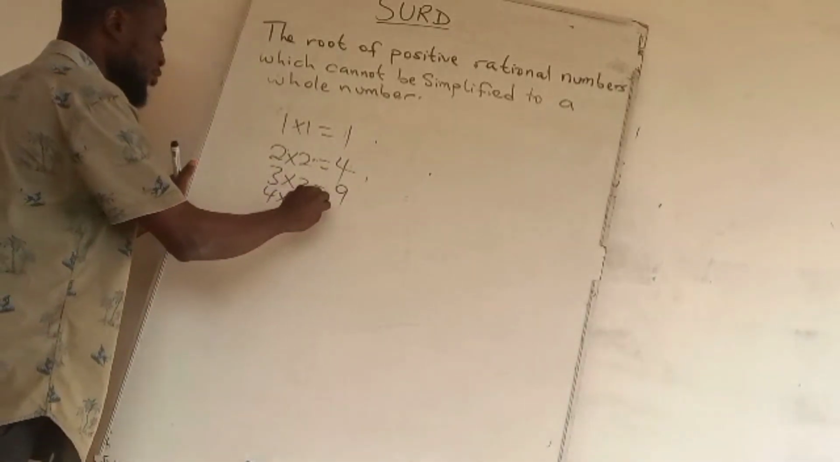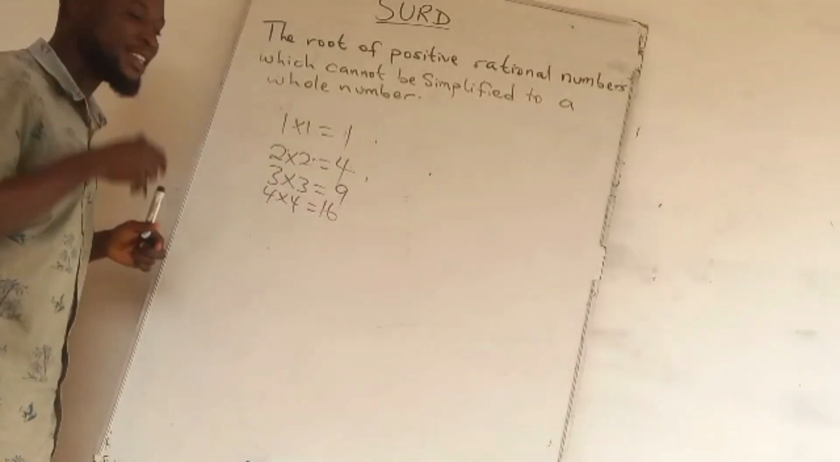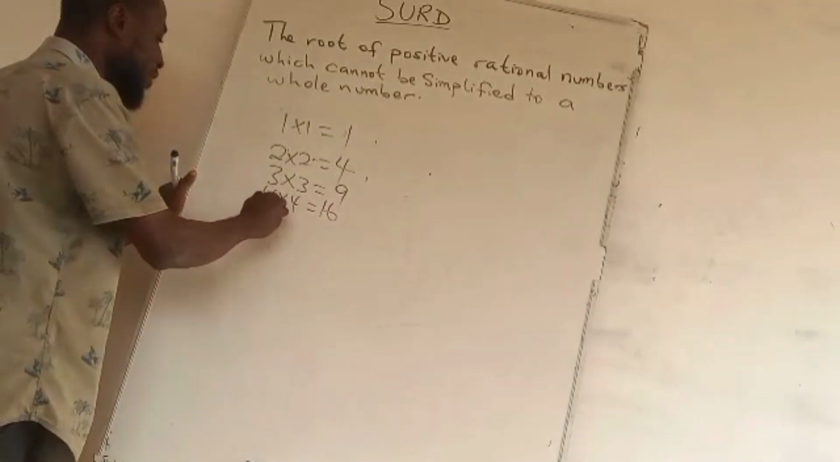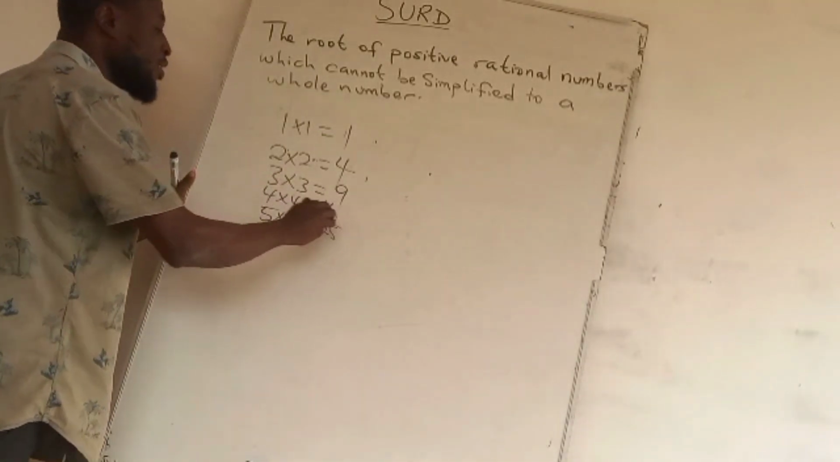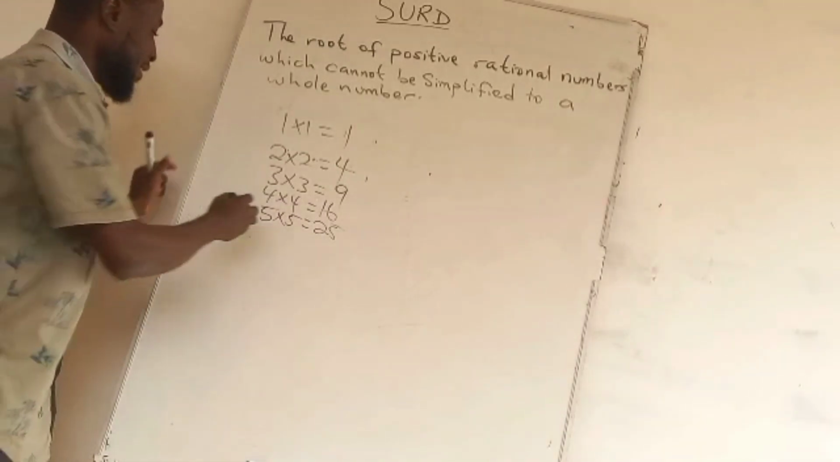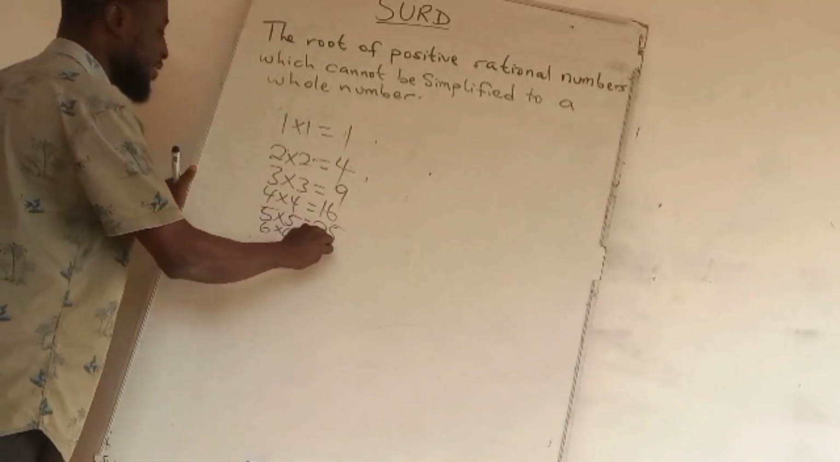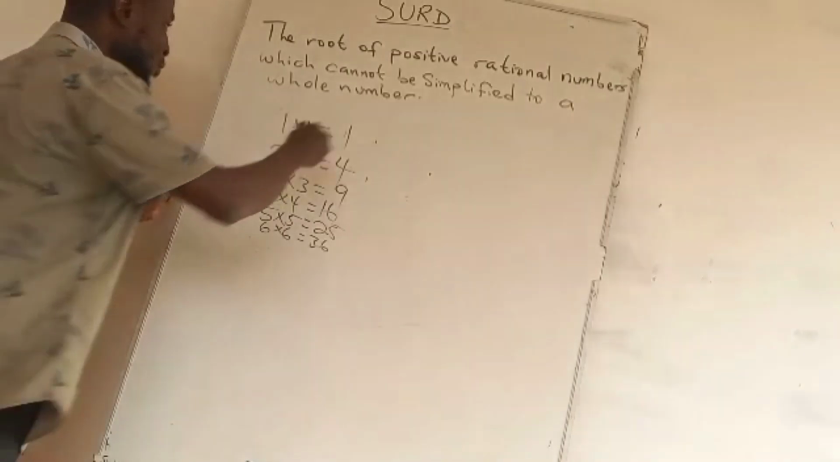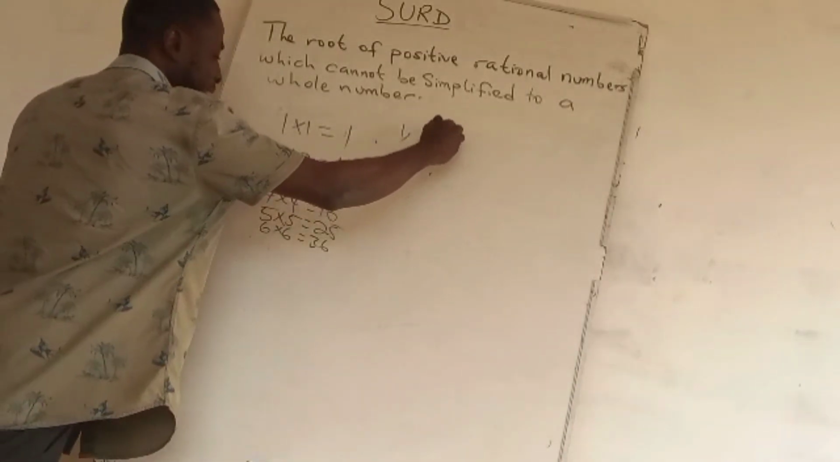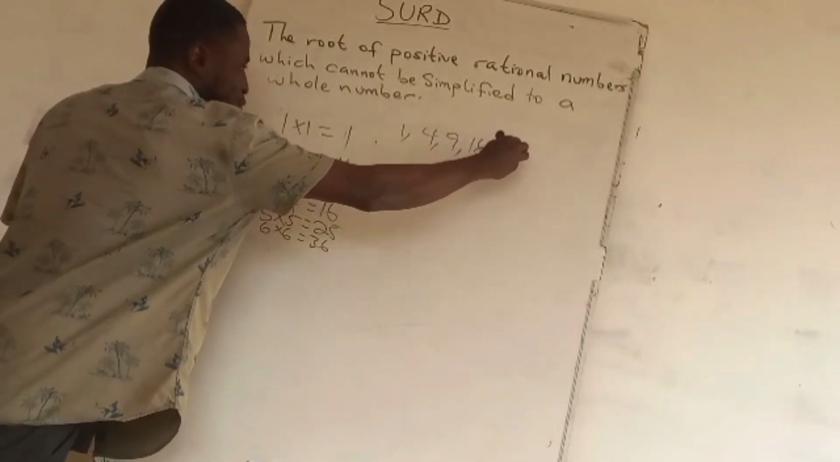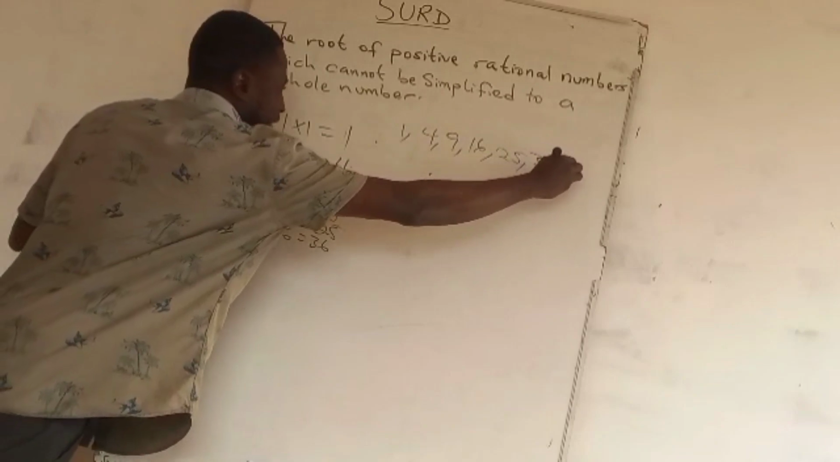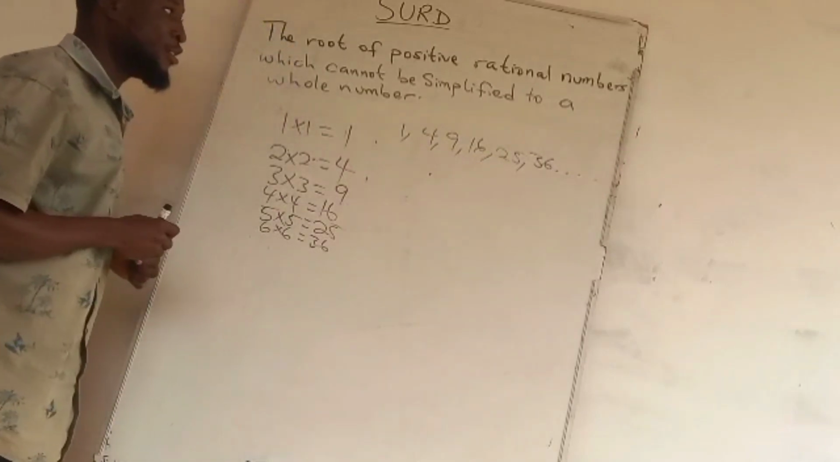4 times 4, the result is 16. So 16 is a square number. 5 times 5, the result is 25. So 25 is a square number. 6 times 6, the result is 36. 36 is a square number. So these are your square numbers, in that order.